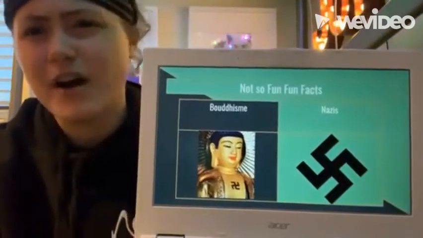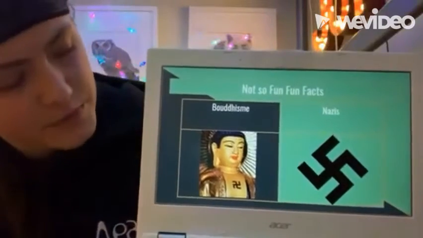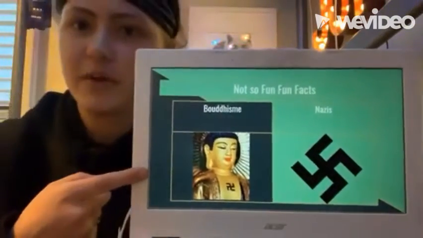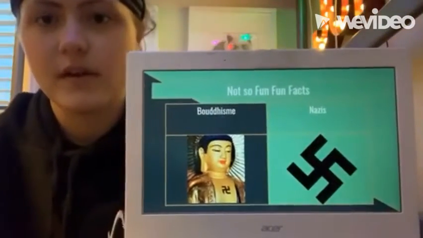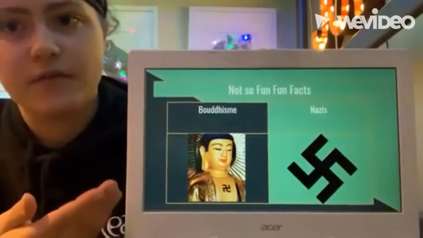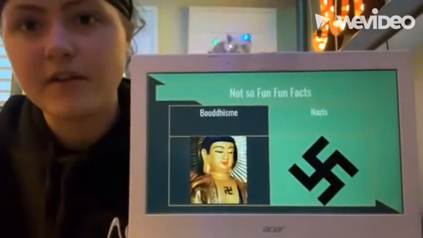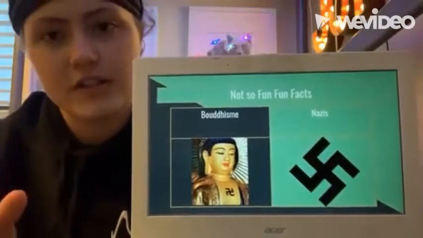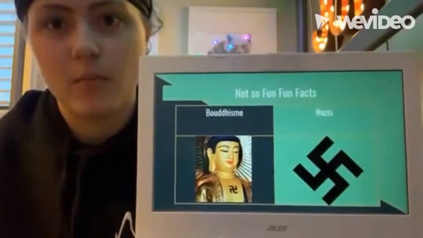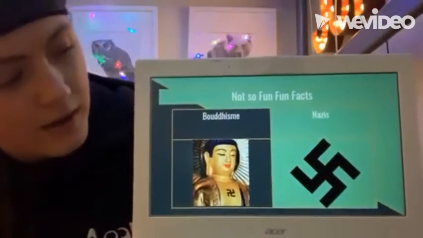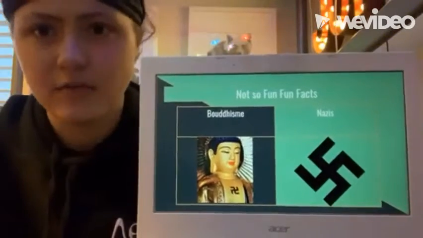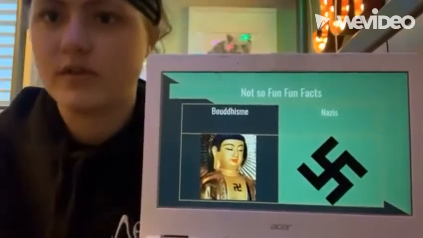Now, here's a not-so-fun fact about some symbols. I'm pretty sure we all here know who Buddha is. Well, Buddha used to have the swastika on his chest that represented peace, but the Nazis took it, turned it a bit, and turned the swastika into what we know most nowadays. It represents hate and violence more than what it used to be.